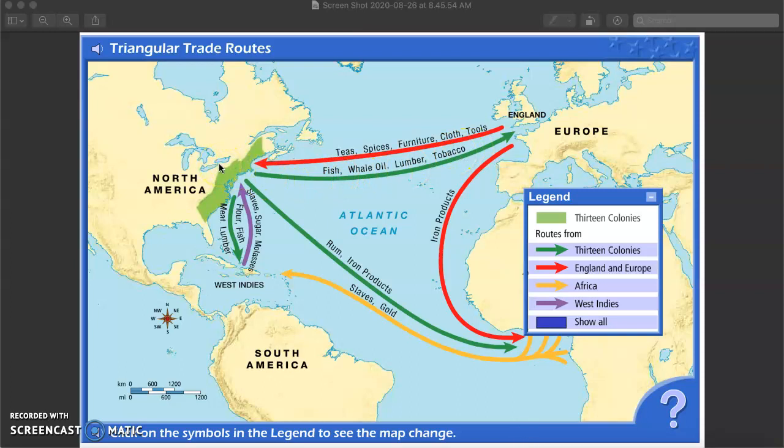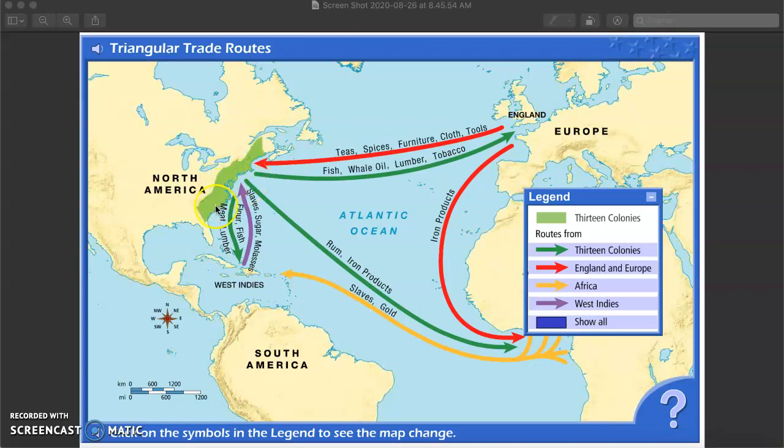So an example of this is, so let's say the 13 colonies, they produce cotton. The 13 colonies will then send the cotton to England. England will then take that cotton and turn it into things like clothing, t-shirts, shorts. Those are called finished products. So once England turns that cotton into a finished product like a t-shirt, they then turn around and sell that t-shirt back to the 13 colonies.